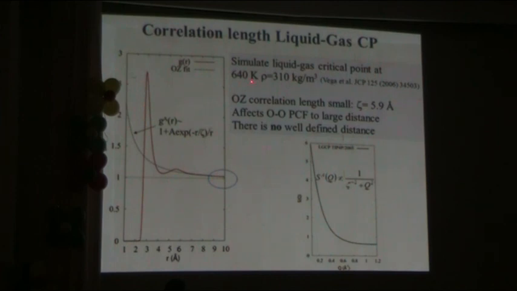Now, to make sure that we are looking at the right thing, we have now simulated the liquid-gas critical point. Even here the correlation length is small, 5.9 angstrom, but we have a very good description of the asymptotic behavior of the pair correlation function, as Ornstein-Zernike theory would say.